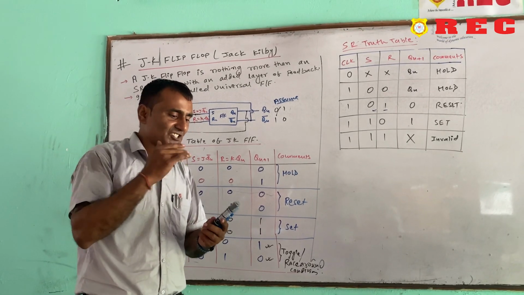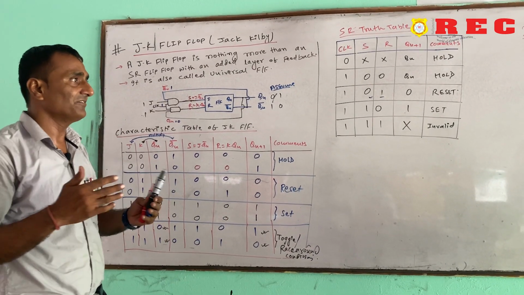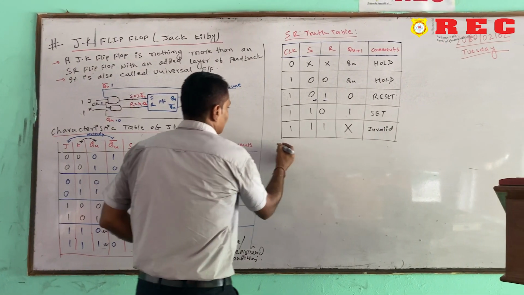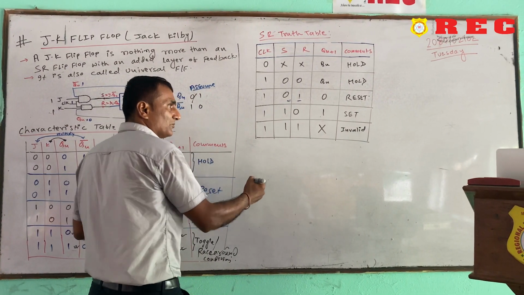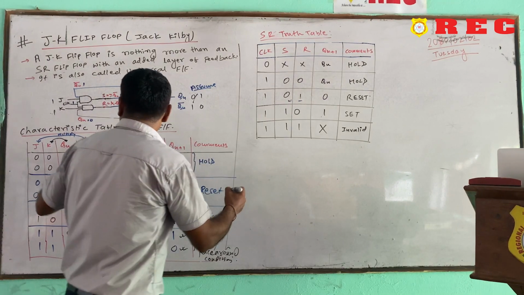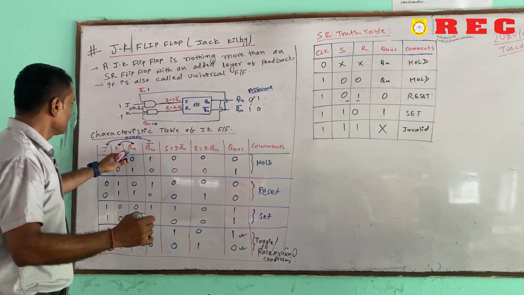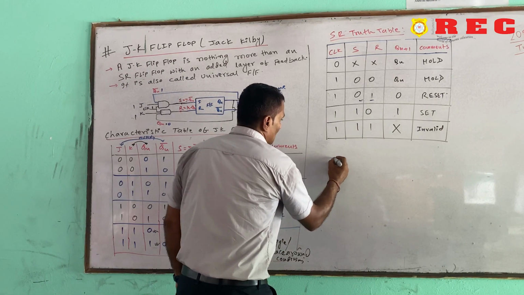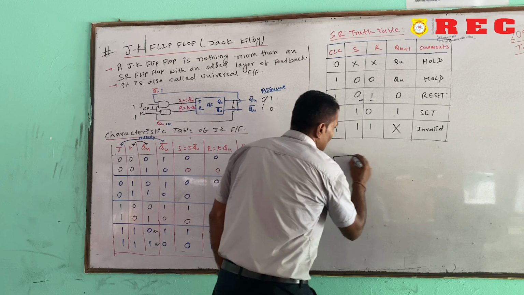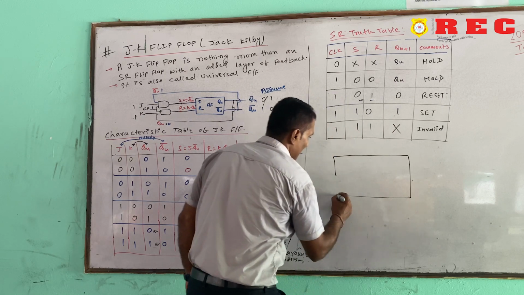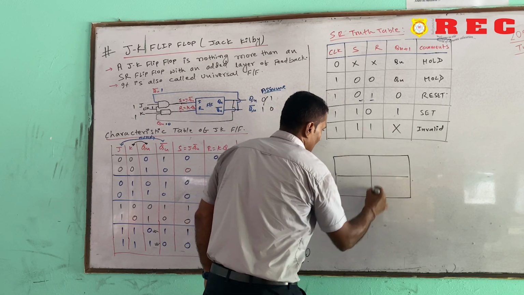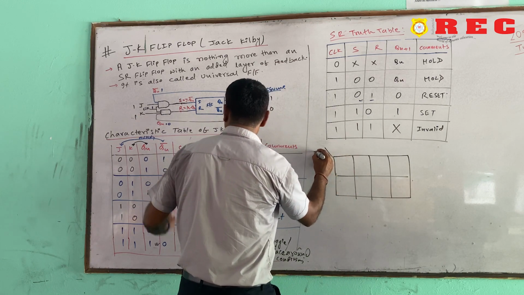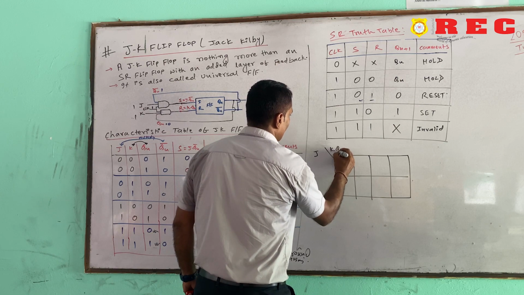What is the characteristics of the JK flip flop? How will we find it? It is very easy. Firstly, I am going to draw the characteristics. For that, we have to make the K map. There are 3 inputs for the JK flip flop, so 8 outputs. So we will draw the K map. This is the K map. You know very well what the K map is. So our inputs are J, K and Qn.